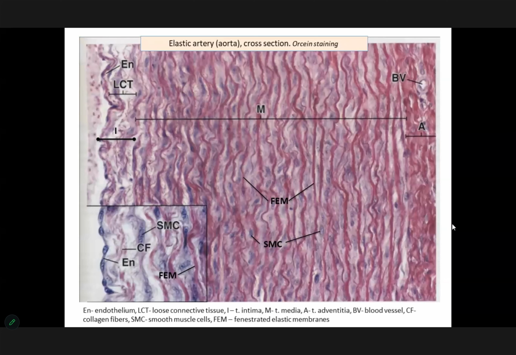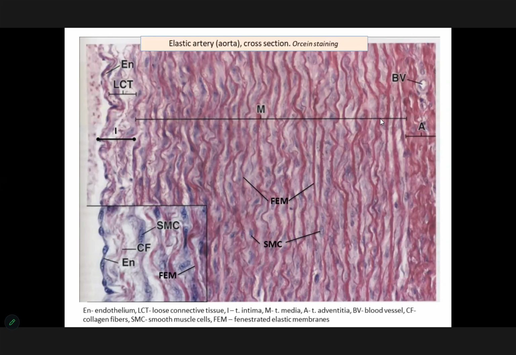Another example of this preparation: elastic artery, aorta, cross-sected with Orcine staining. If you remember, Orcine is for elastic fibers. So here, the reddish brown are the fenestrated membranes stained with Orcine. Between them, we can see the cell nuclei of smooth muscle cells, and fenestrated elastic membranes.